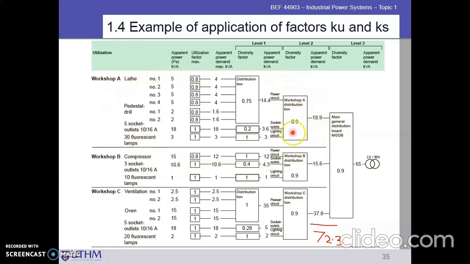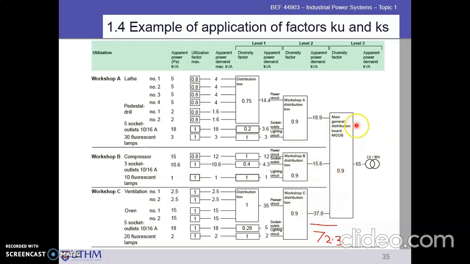So that means 0.9 times this total, and we get 18.9. The same goes for workshop B. This 15.6 is based on the 0.9 diversity factor times all the connected load. Same goes for workshop C, 0.9 times all the connected load here. Okay, so this is for each type of workshop.